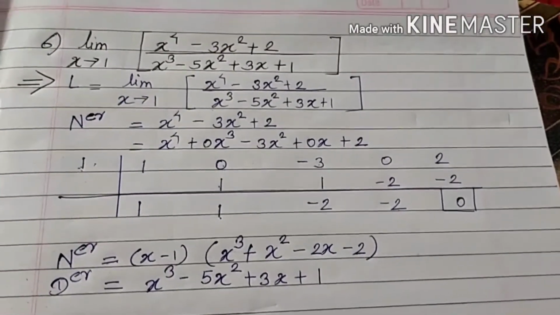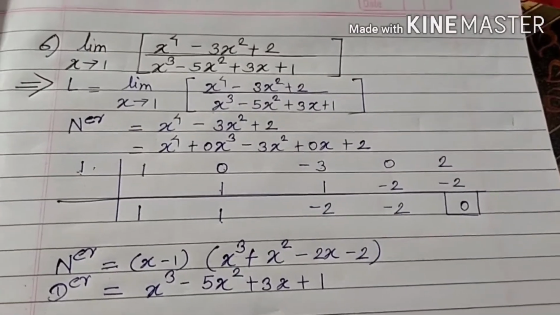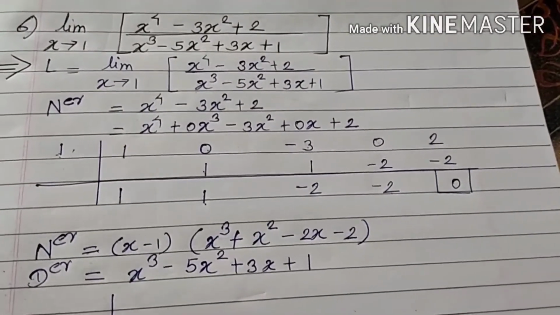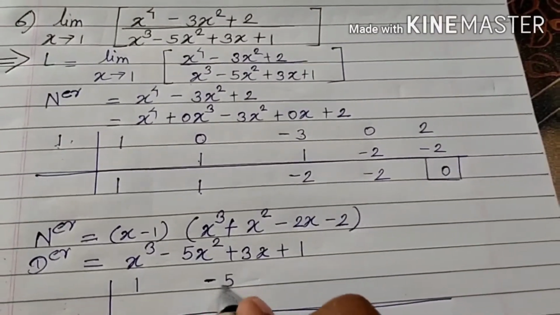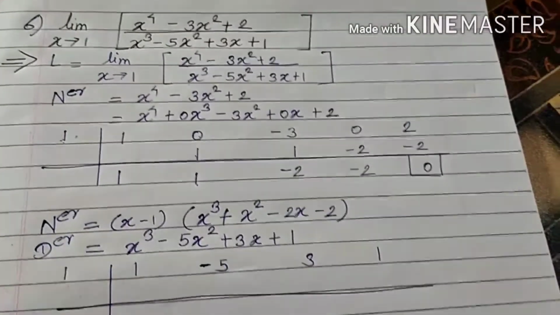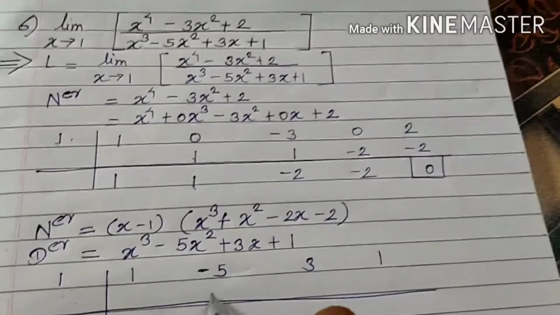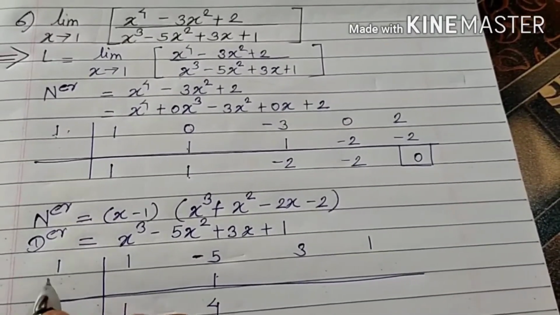Okay. Now here we also use synthetic division. So it is 1, minus 5, 3, 1. Take the same factor which is 1. 1 into 1, 1, minus 5 plus 1 which is 4.